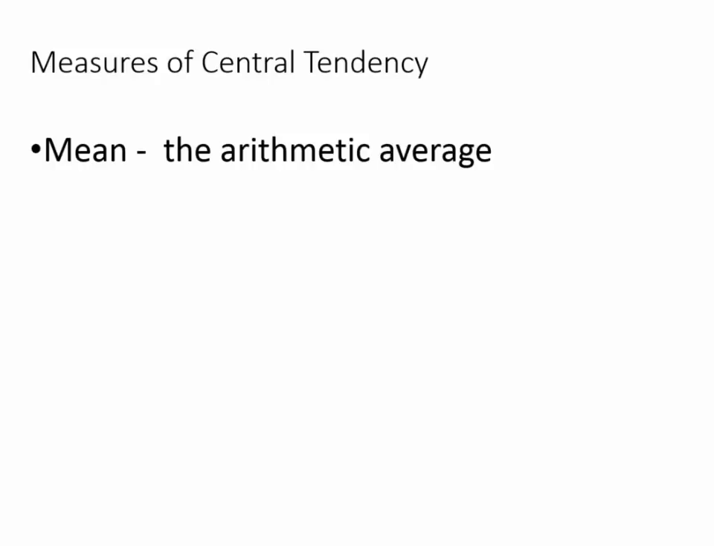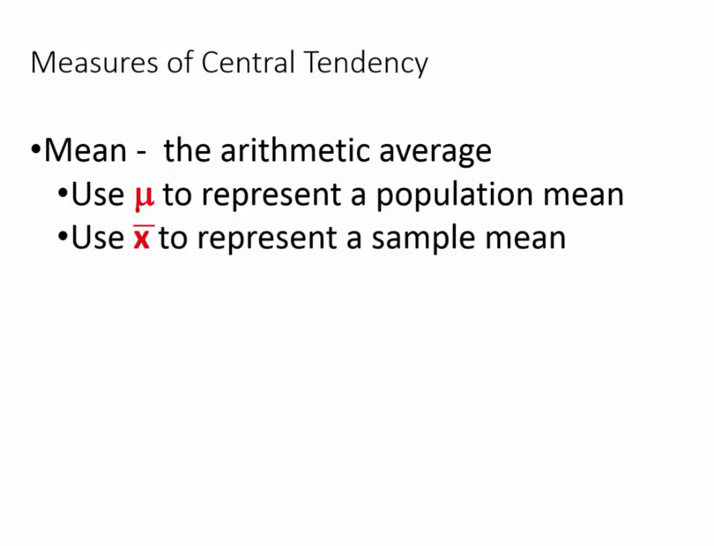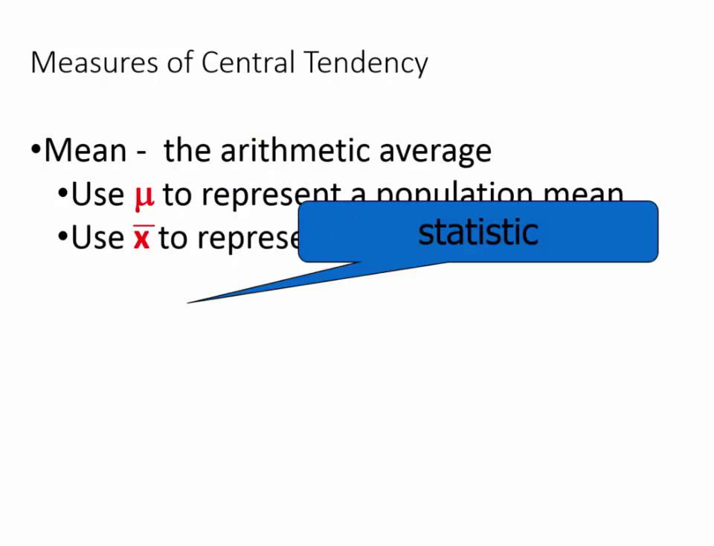All right, the next idea is the word mean. This refers to the arithmetic mean. In a statistics course, you might see the symbol mu, which looks like a U with a lopsided piece to it. It represents the population mean, and then X bar represents the sample mean. And you'll see words like parameter to represent the population and statistic to represent the sample.